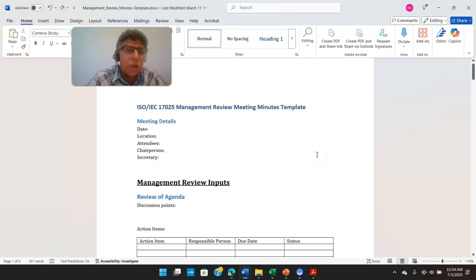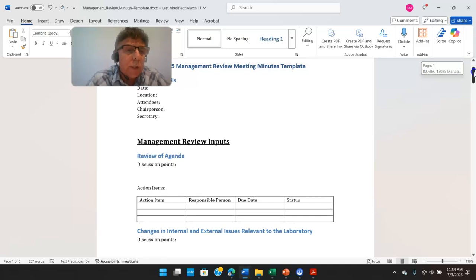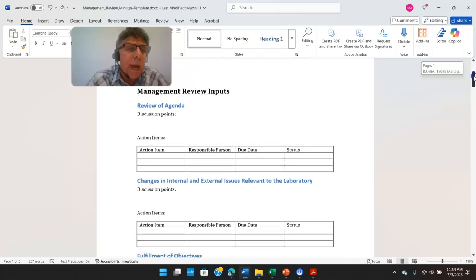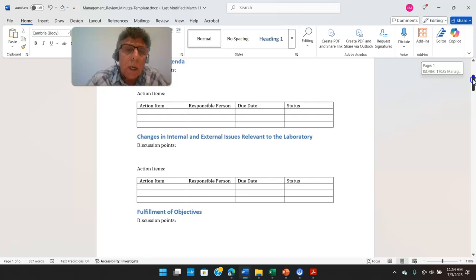So in my documentation package, I have a management review meeting minutes template that has each one of these management review inputs. You know, review the agenda. You might have some action items from the last meeting. Changes in internal and external issues. If there's any action items discussed, you want to write your discussion as you're presenting these, and you should have a note taker that puts in your discussion points. Any actions that come out of the discussion, we want Joe to do this. He's responsible. We should have that done by this date, and what's the status? Because you're going to summarize these.